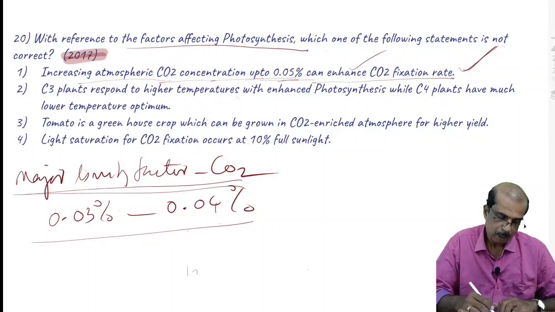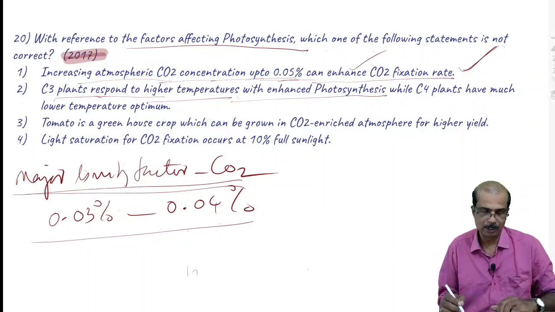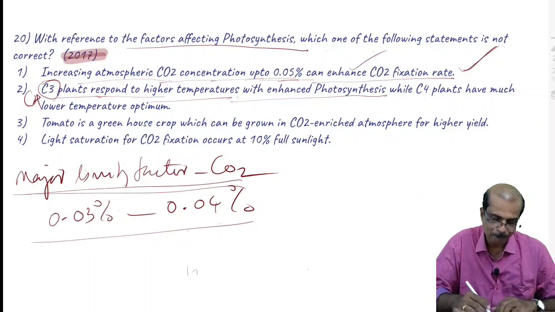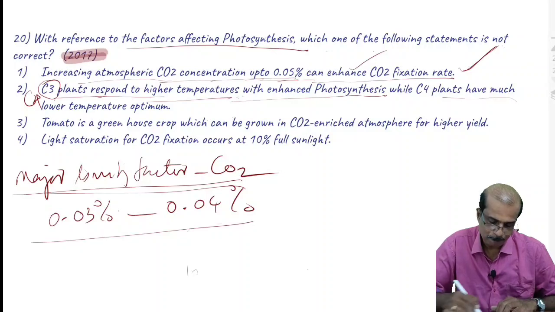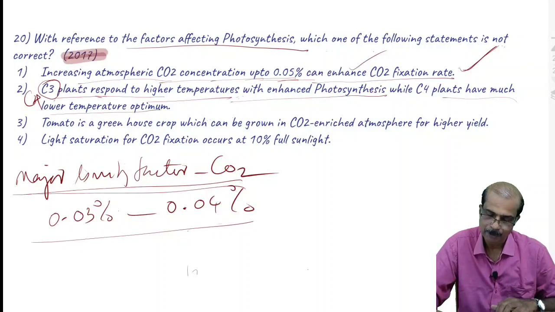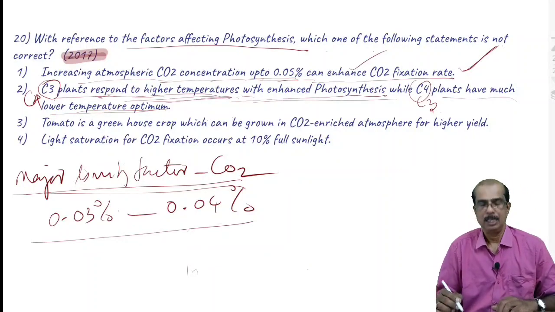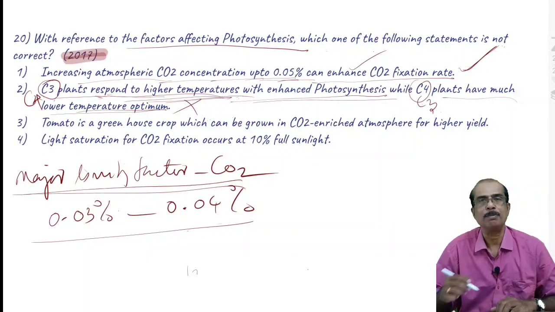Second option: C3 plants respond to higher temperatures with enhanced photosynthesis. The statement is a wrong one. It is a character of C4 plants. C4 plants respond to higher temperature with enhanced photosynthesis, while C3 plants have a much lower temperature optimum. C4 plants are adapted to higher temperature with enhanced photosynthesis. The statement is wrong because C3 and C4 are misplaced.